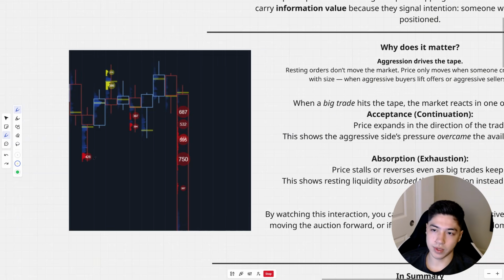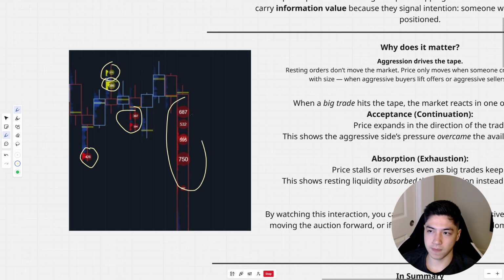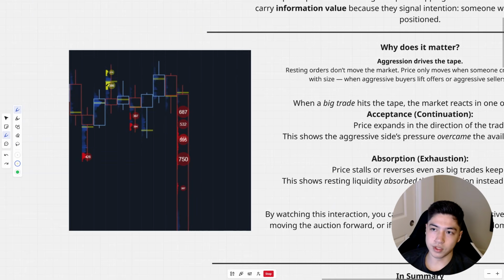And then we have big trades right here, one right here, one right here, here, and here. The big trades are represented by these bubbles. The bubbles have a number inside of them, and essentially what that number is telling you is how many contracts were actually executed at that level.